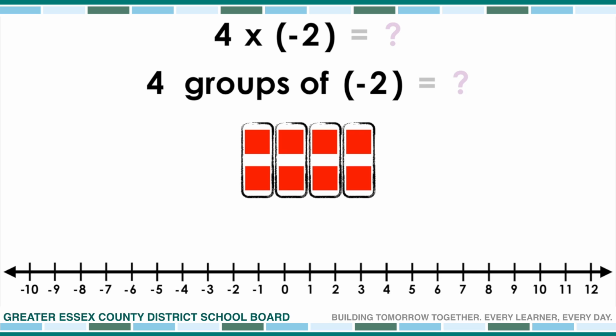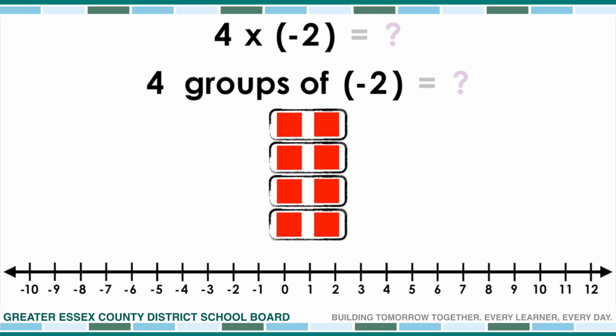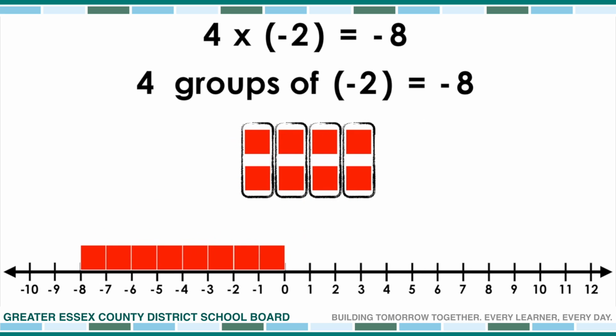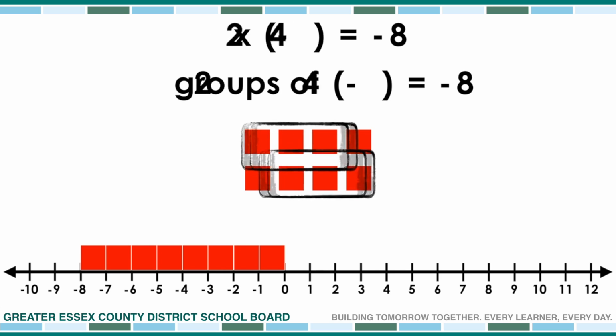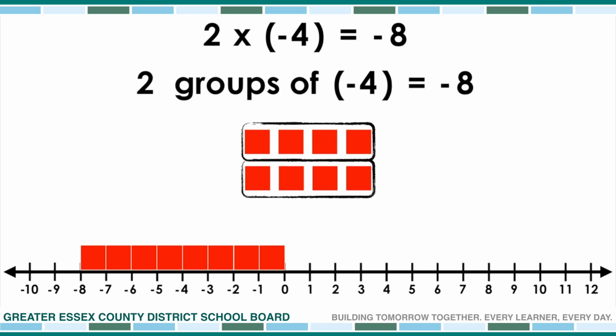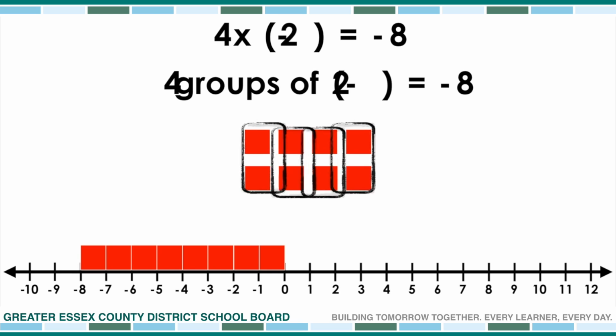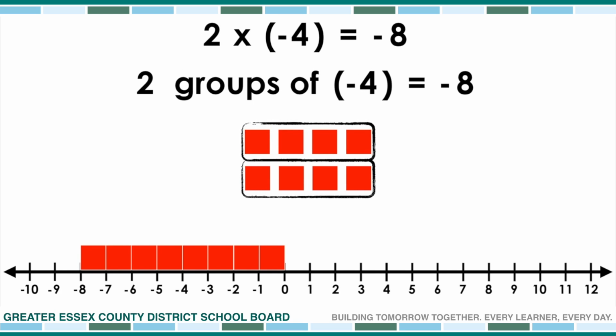Well, let's go ahead and figure that out. We can tally that up, we can count that up, or we could even just place them on the number line and we'll see we have -8 as our solution. Now, noticing that the commutative property works here as well with negatives. 4 groups of -2 is the same as 2 groups of -4. Doesn't change anything. All right, let's keep going.